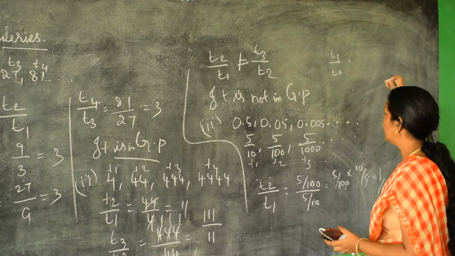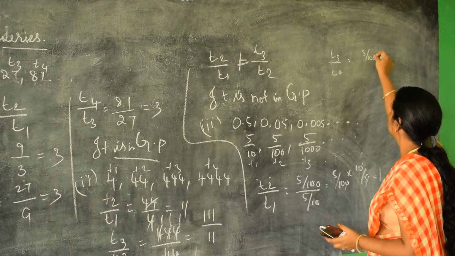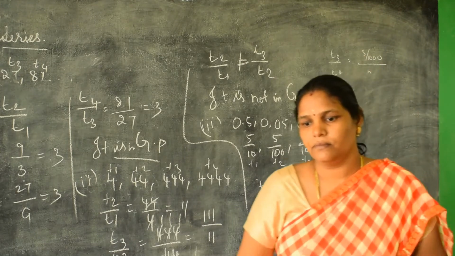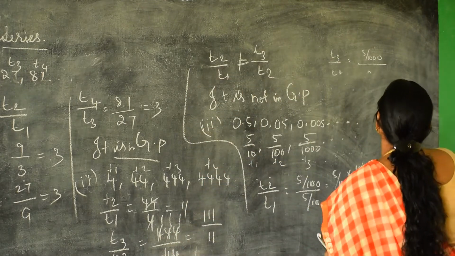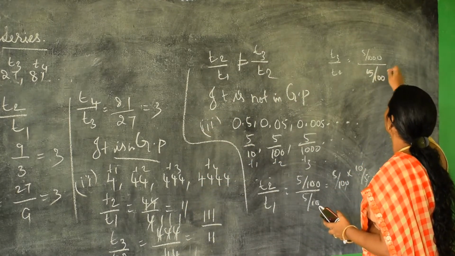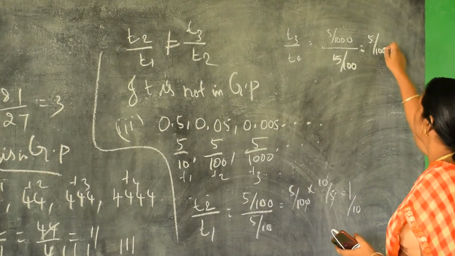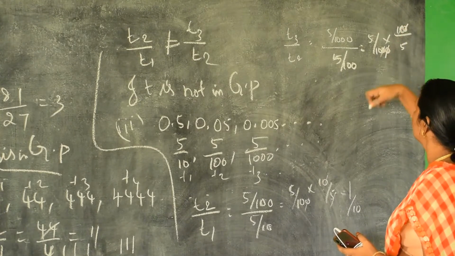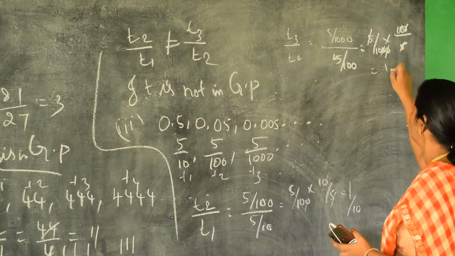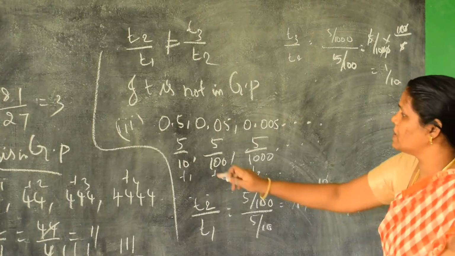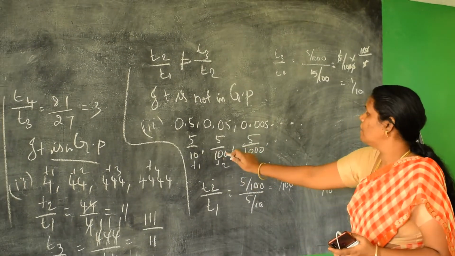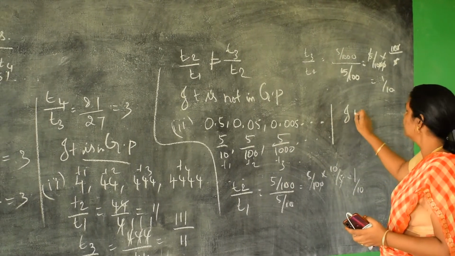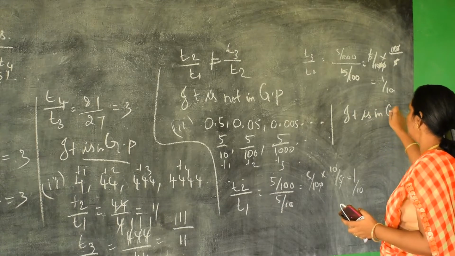So next one, we will see T3 by T2. T3 is what? 5 by 1000. Here T2 is 5 by 100. So while I am simplifying 5 by 1000 into 100 by 5, 0, 0 get cancelled, 5, 5 get cancelled. So I am getting 1 by 10. See the ratio between the successive terms: for these two terms I am getting 1 by 10. See, both are equal. So you can say it is in GP.